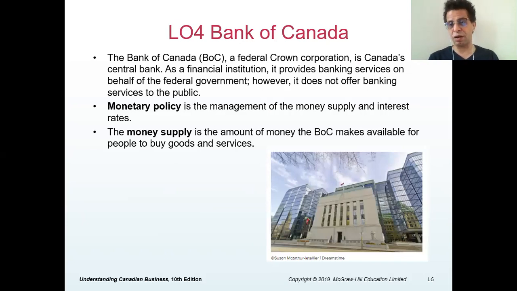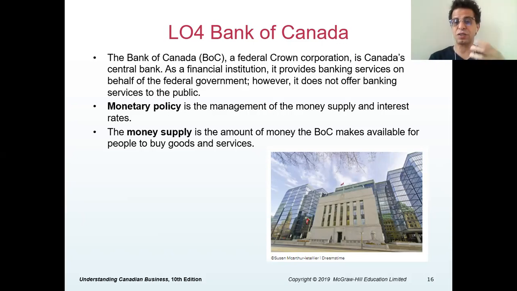Now we come to the Bank of Canada. The Bank of Canada is, in other words, the central bank. Other countries call it by the same name. So the Bank of Canada is a federal corporation and is Canada's central bank. It is a bank for all banks in Canada. It's not for the customers, it's a bank for other banks.